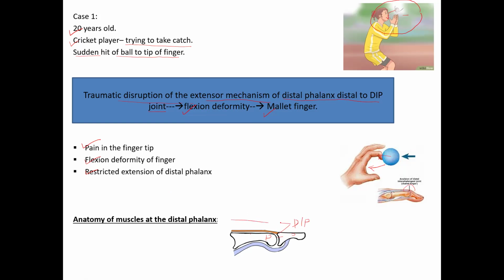If you see, this is the dorsal aspect. This is the volar aspect. Here you can see the nail. On the dorsal side, we have the tendon which is responsible for extension, so it's called the extensor tendon. On the volar side, we have the tendon which causes flexion of the distal phalanx. This flexion is happening at the distal interphalangeal joint. So this is the normal anatomy of the distal interphalangeal joint, and the muscles and tendons responsible for flexion and extension. Am I clear?